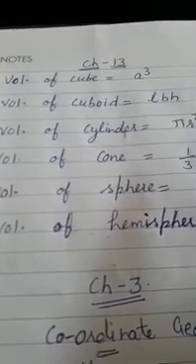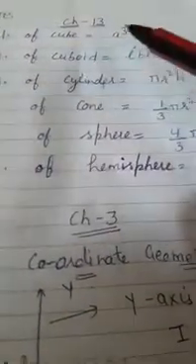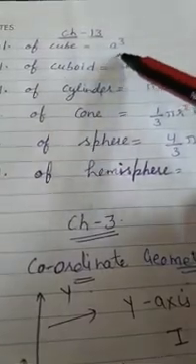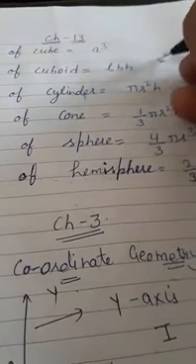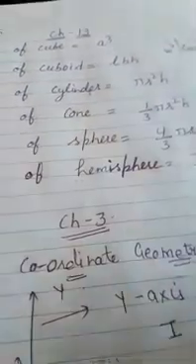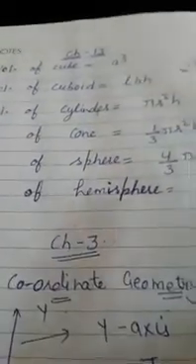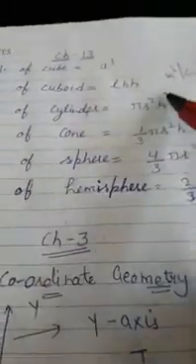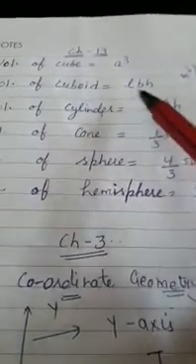In the last video we started the revision of chapter 13, surface area and volume, and I have revised all the formulas related to surface area. Today we will revise volume. Firstly, volume of cube, where a is the side of the cube, and the unit of volume is meter cube or centimeter cube. Then cuboid, as in cuboid there are three dimensions: length, breadth and height. So its volume is length into breadth into height, that is LBH.